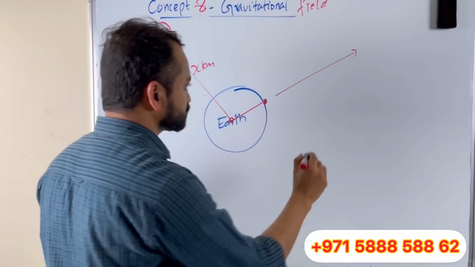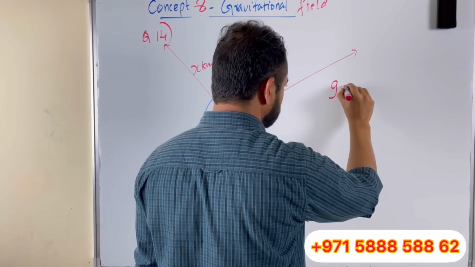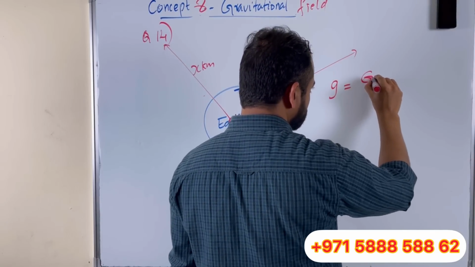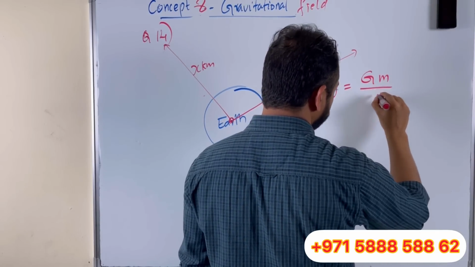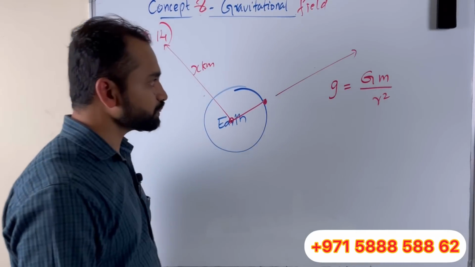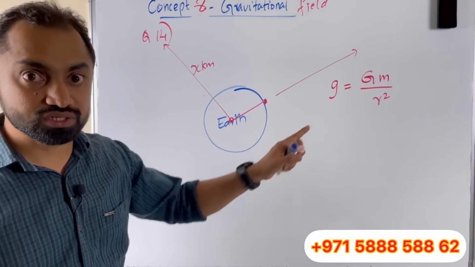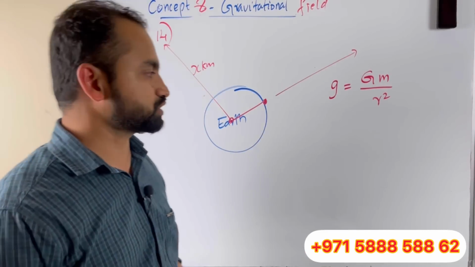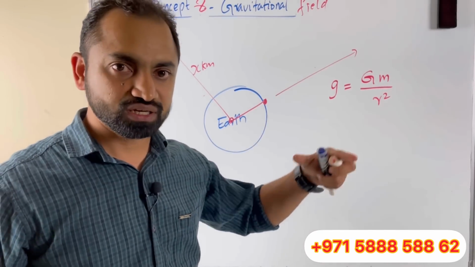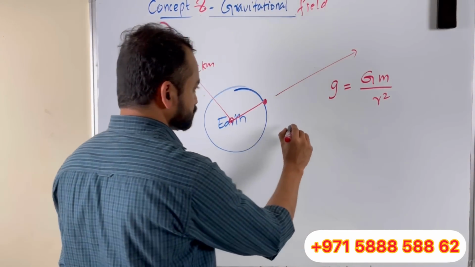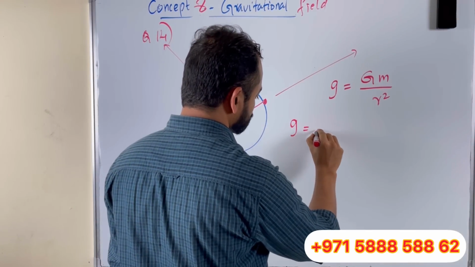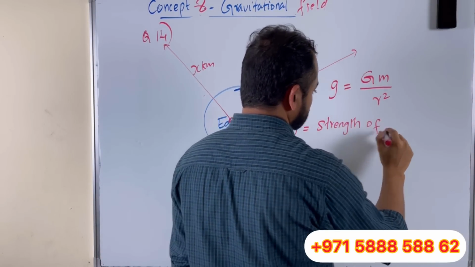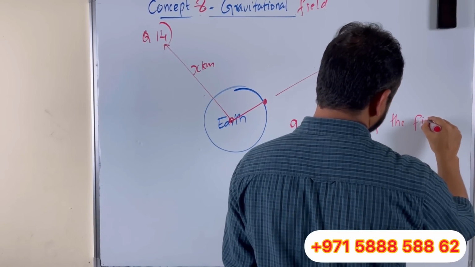So what is the equation to calculate the gravitational field? The equation is g equal to G multiplied by m divided by r squared. So what does this g represent? This small letter g represents the gravitational field strength. So here g is the strength of the field.